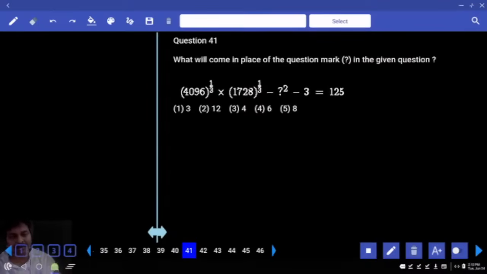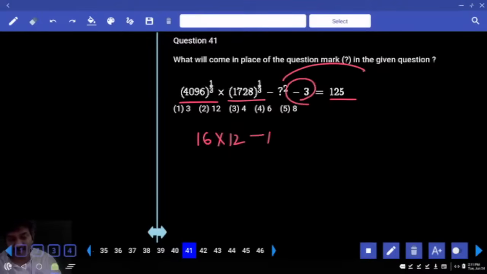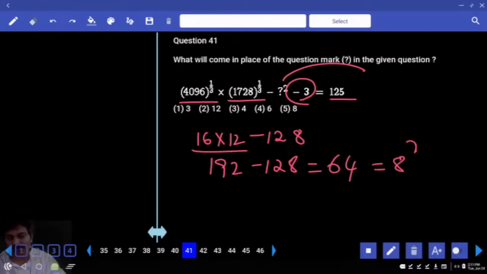Which cube is this? 16, and this is 12. Minus x square goes to the other side. The right hand side number comes to the left hand side, becomes minus 125. Already minus 3, so minus 128. 16 times 12 is 192, minus 128 is 64, which is 8 square. Clear?